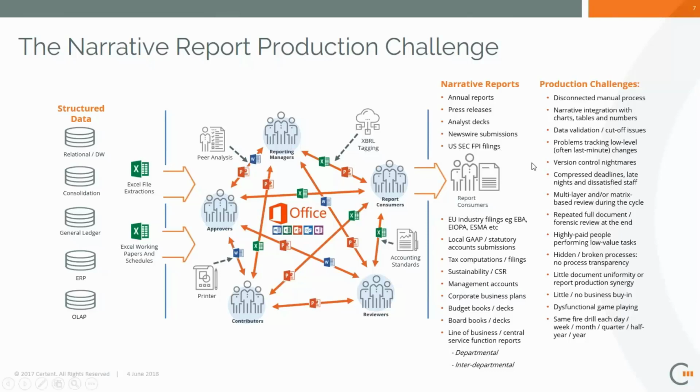At a higher level, at a report level itself, version control nightmares can lead to a lack of confidence, both in the output, but more importantly, in the process itself. And compressed deadlines, late nights, and dissatisfied staff lead to a lot of errors and a lot of arguments. Review processes can be long and tedious, and at the end of the cycle, you probably have to engage in a couple of full document forensic reviews, which means you've got highly paid people performing low-value tasks. There's no process transparency. Some broken processes may remain hidden for years.